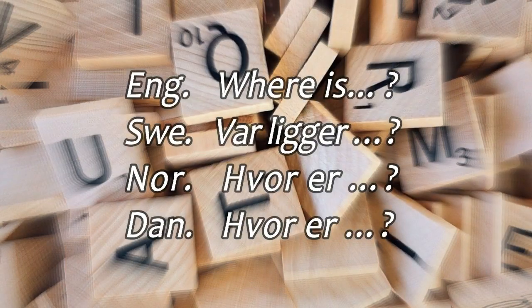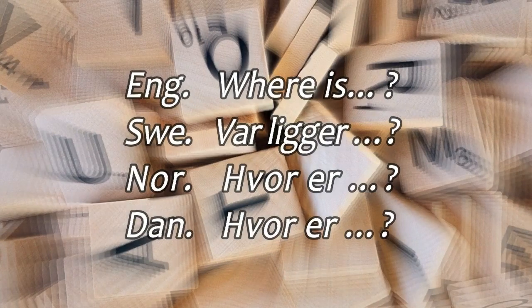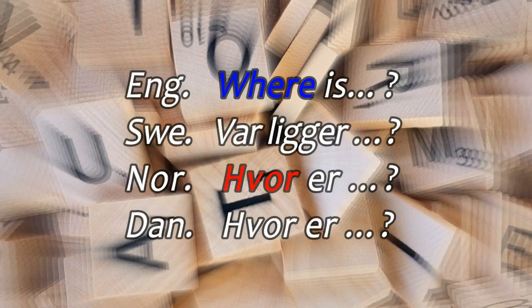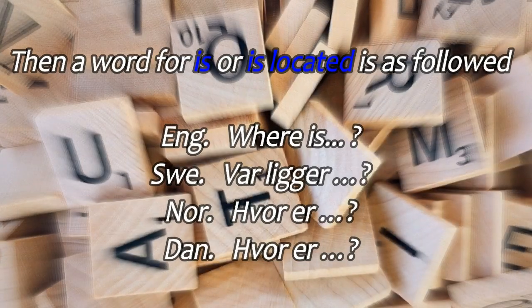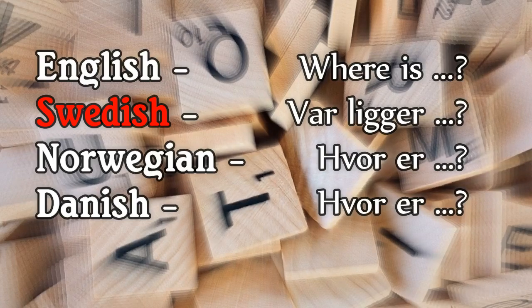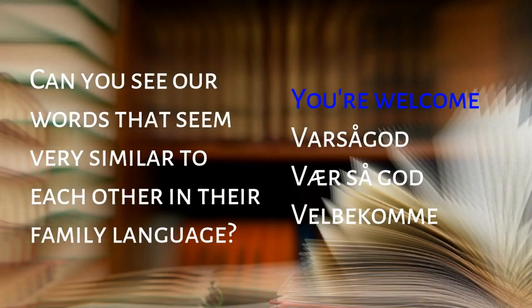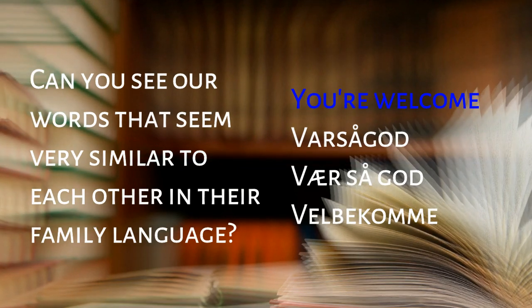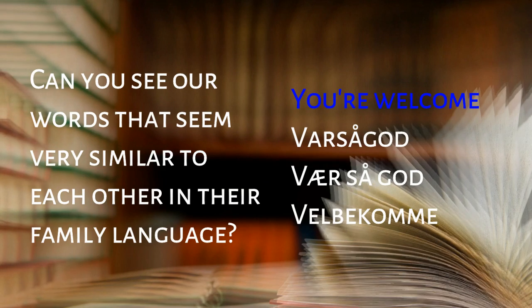Can you try to guess the word for where in the North Germanic languages? They are Var, Hvor, Hvor. Then a word for is or is located is as follows. Var ligger? Hvor, Hvor. Again, can you see visibly our words seem very similar to each other in their family language? Let's take a listen.